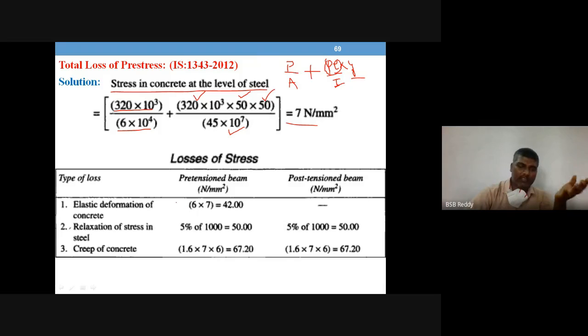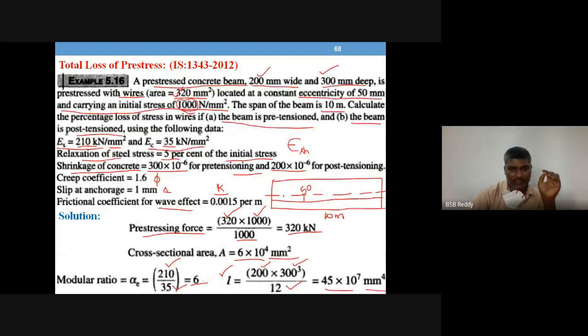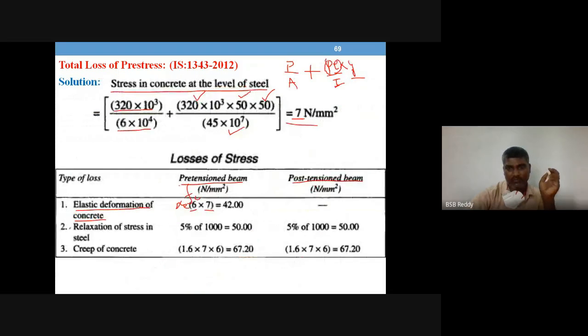Now calculate the loss of stresses. I just made a tabular form: pre-tension beam, post-tension beam. The first loss to be calculated is elastic deformation of concrete. You know the formula: modular ratio into stress, alpha e into f c. What is the modular ratio? 6. What is the stress value? 7. So the total loss is 42 because of elastic deformation.